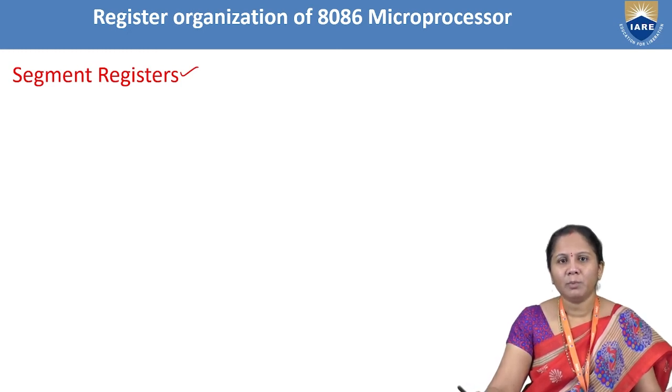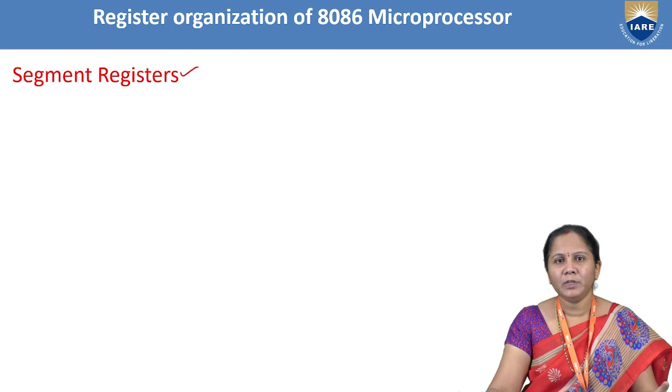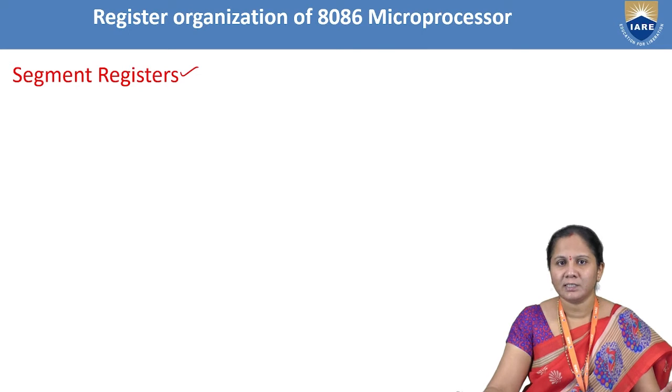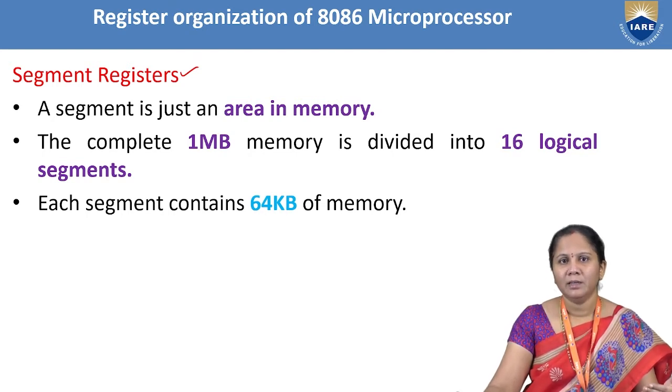So that is about the 4 general data registers. The next classification of registers is segment registers. As we know, the segment register size is 16-bit. The number of segment registers available in the 8086 microprocessor is 4: CS, that is code segment, DS, data segment, SS, stack segment, and ES, extra segment. These are the 4 segment registers available in the architecture of the 8086 microprocessor.